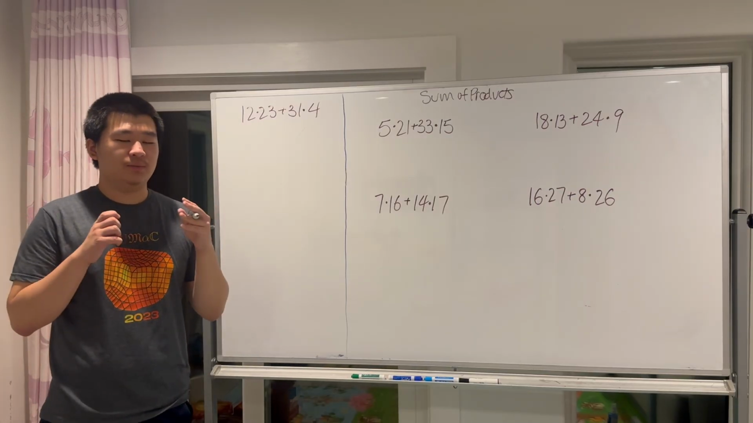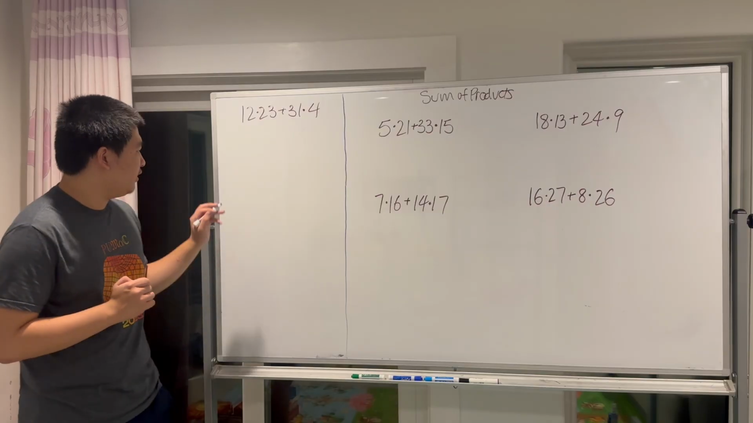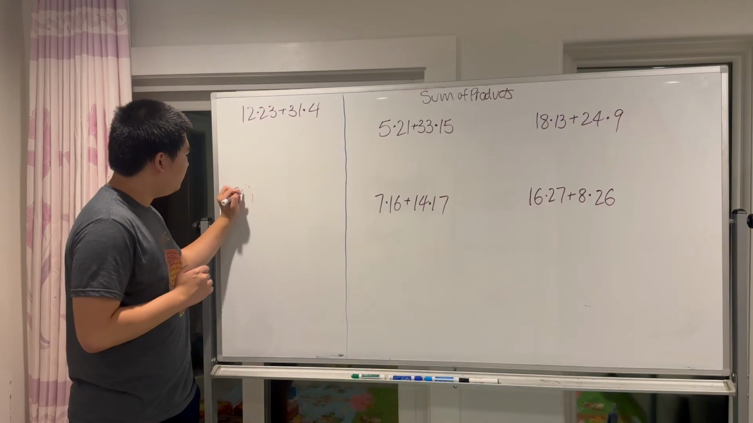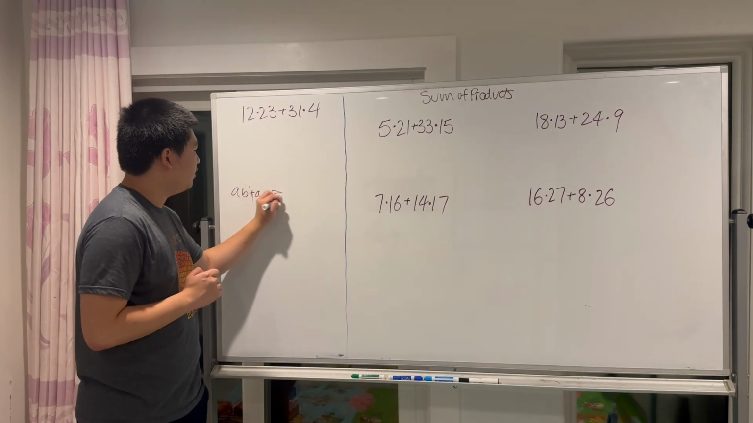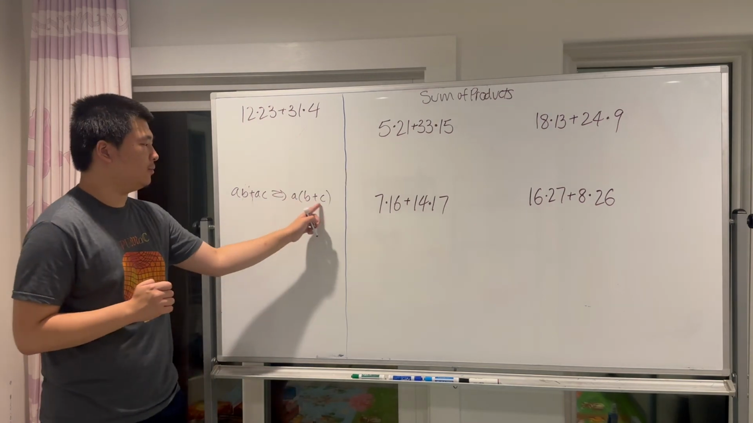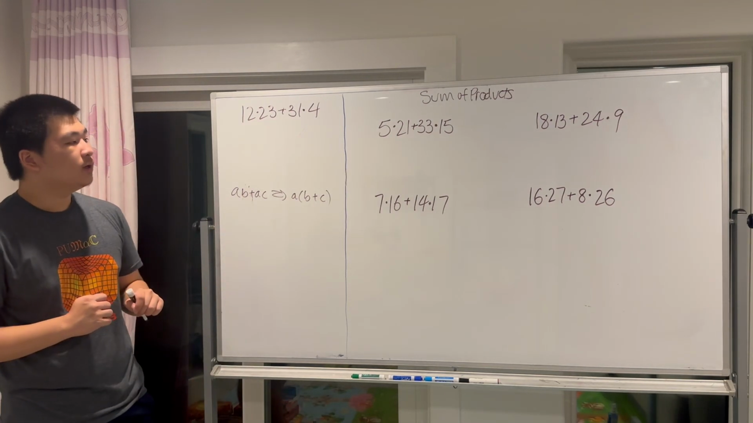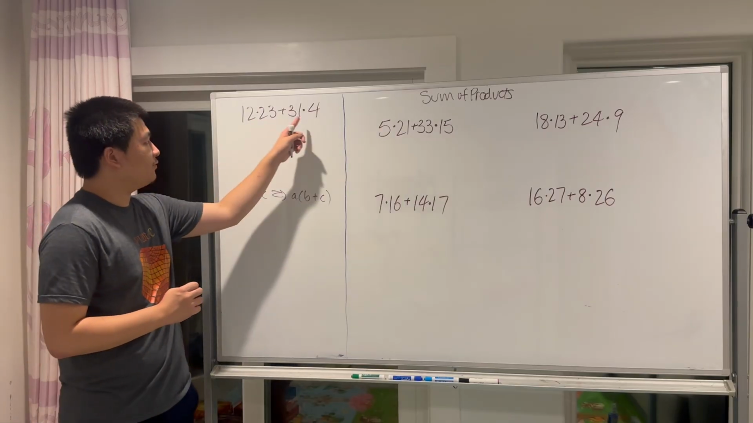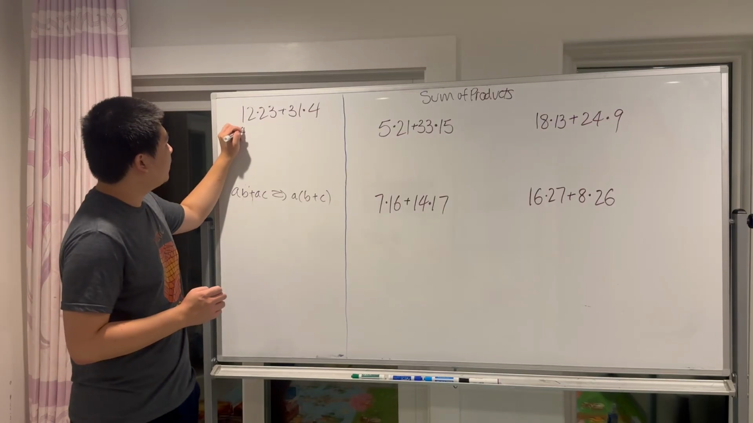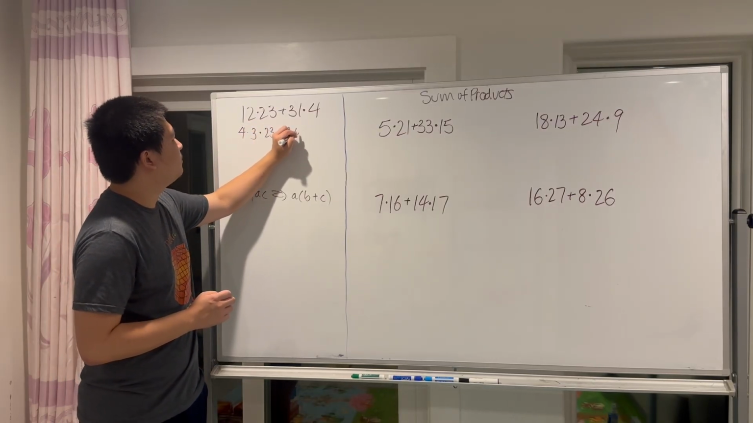So we would like to use the distributive property in reverse, right? We would like to go from AB plus AC to A times (B plus C), because it's easier to add two numbers then multiply than to multiply twice then add. So what we want to do is, we already have a 4 here, we want to get a 4 here. So we write 12 as 4 times 3, right, times 23 plus 31 times 4.